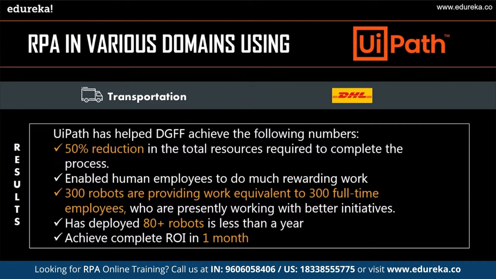Around 300 robots are providing work equivalent to 300 full-time employees who are presently working on better initiatives, and the company has deployed more than 80 robots in less than a year. This initiative by DGFF has helped it achieve complete ROI in 1 month. So that's how, guys, RPA is used in the transportation industry.